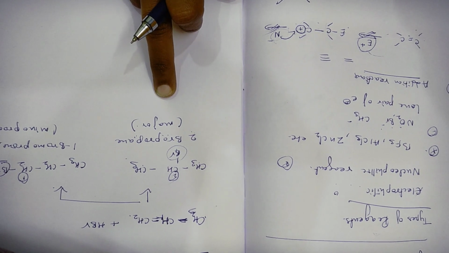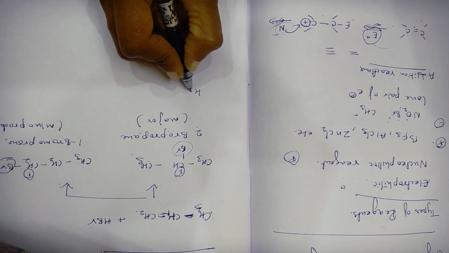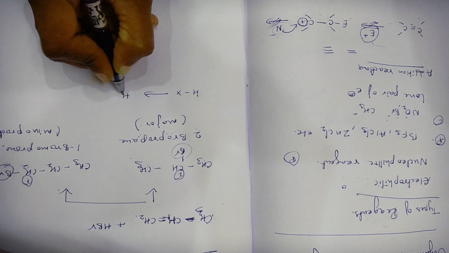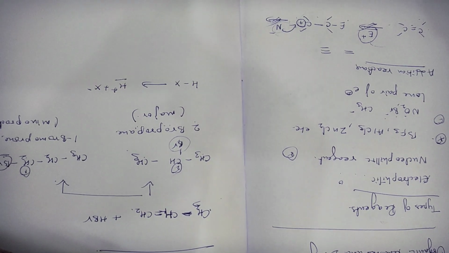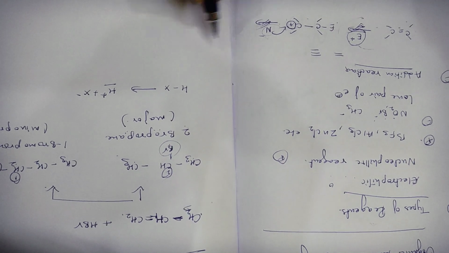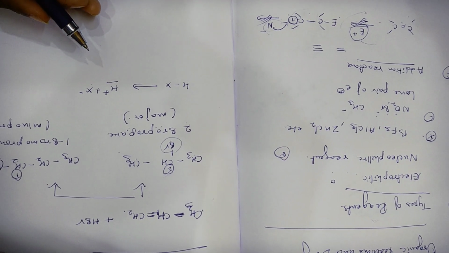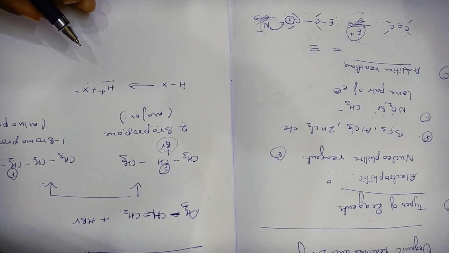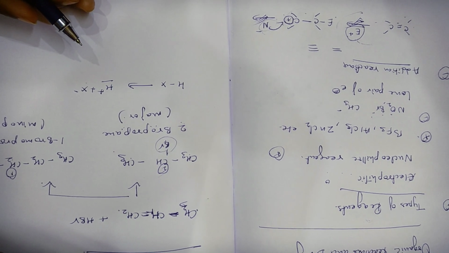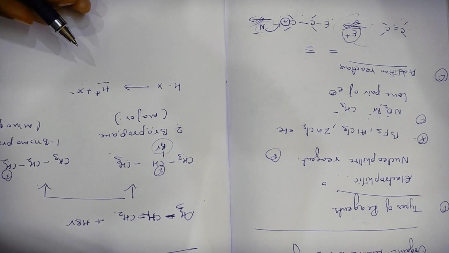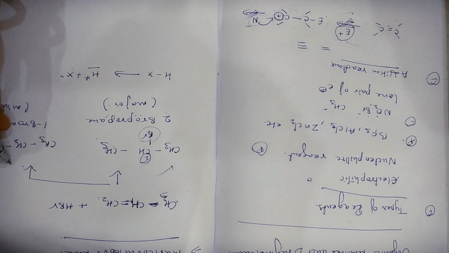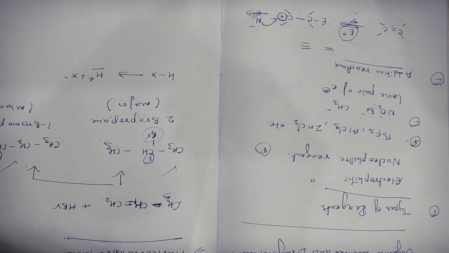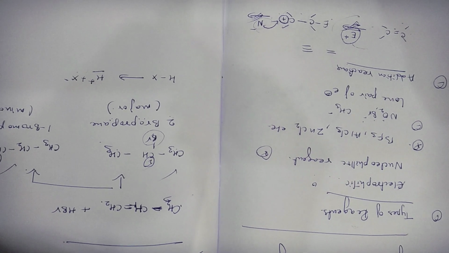Okay, so the first step is HX giving H plus and X minus. As we say, H plus is electrophilic and X minus is nucleophilic. Under this, as we have already discussed, which is less stable and which is more stable, this would be the more stable one, as this would be a very less stable component.